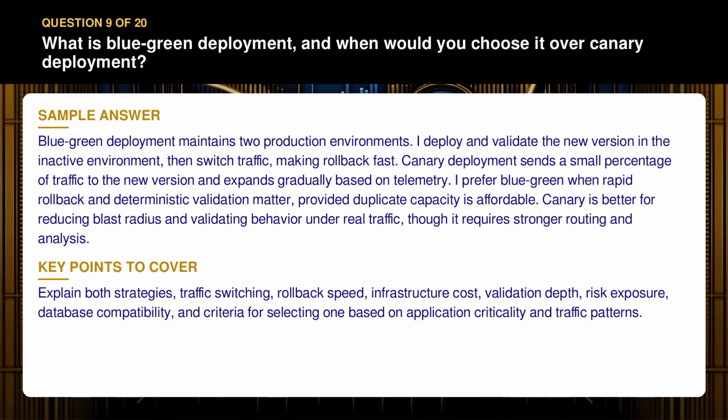Explain both strategies: traffic switching, rollback speed, infrastructure cost, validation depth, risk exposure, database compatibility, and criteria for selecting one based on application criticality and traffic patterns.